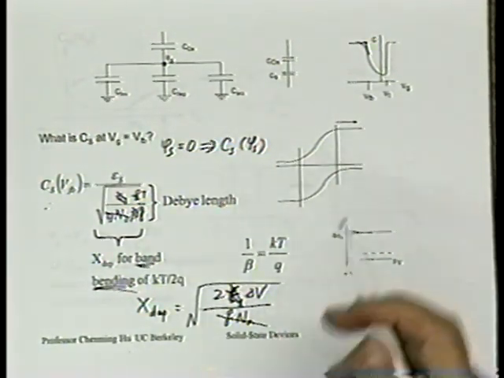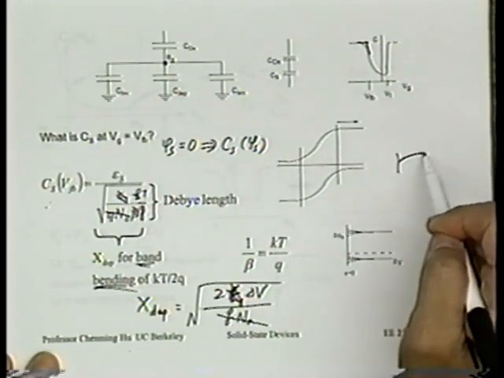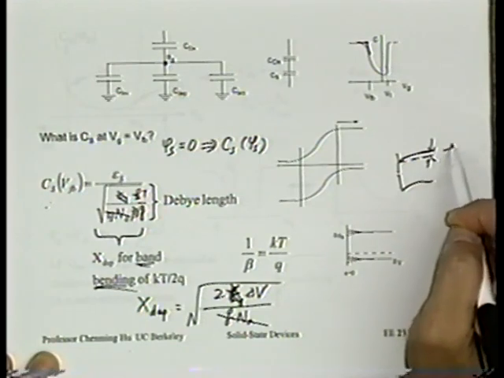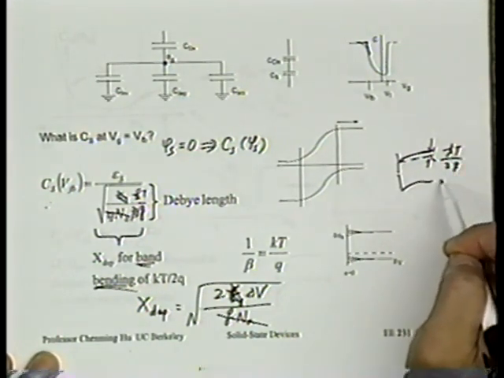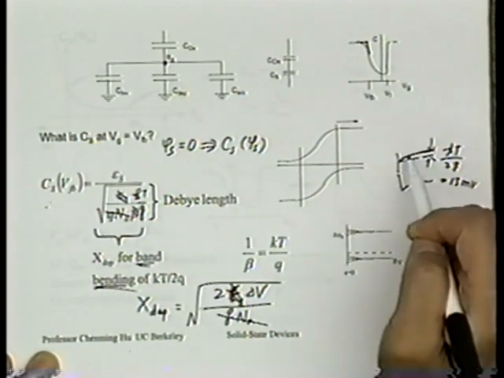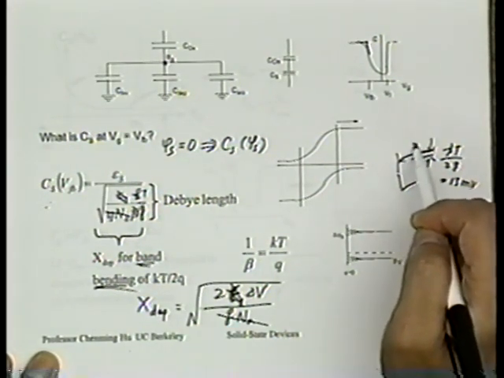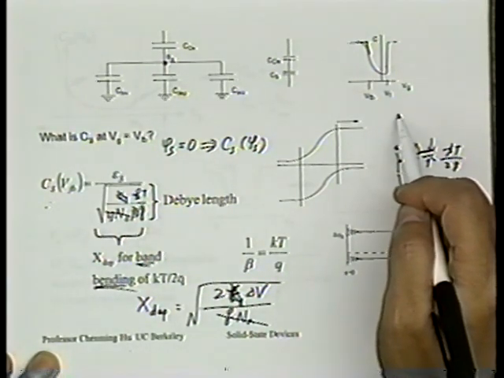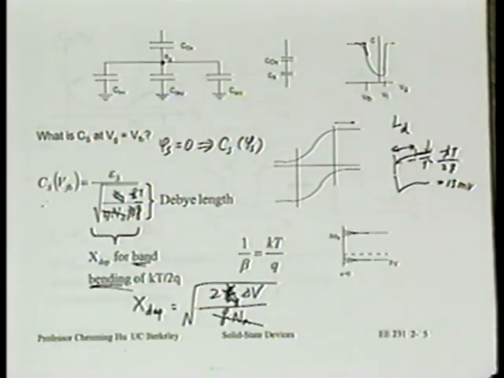So if you bend the band by kT over 2, meaning kT over 2q, which is 13 millivolts of course, if you bend 13 millivolts, that length is called the Debye length, sometimes called L sub d. That's it. So if you have to write down or memorize this expression, just start with the depletion length expression, but change that V by kT over 2q. That's the Debye length.